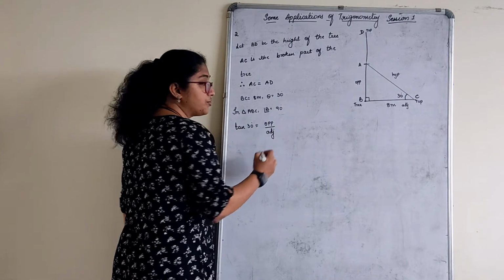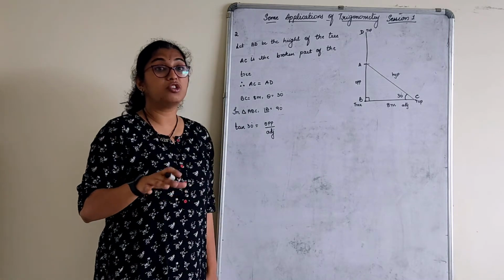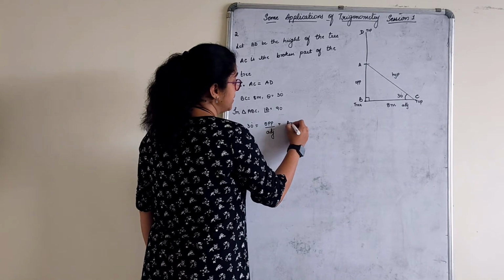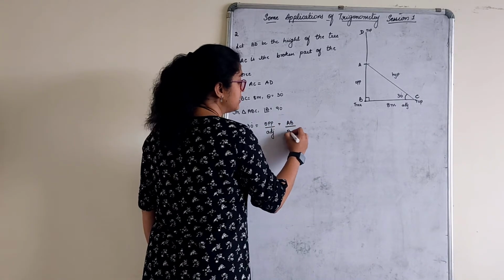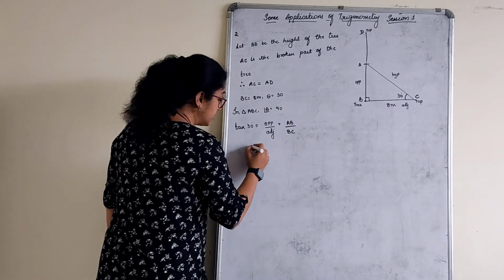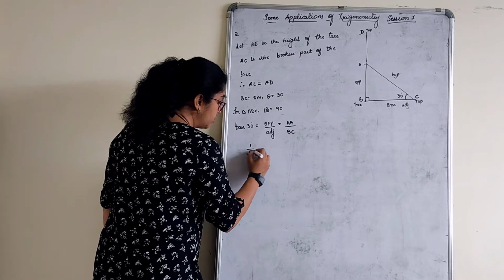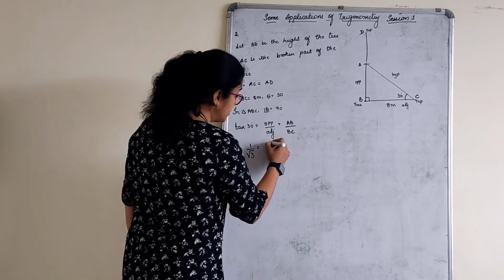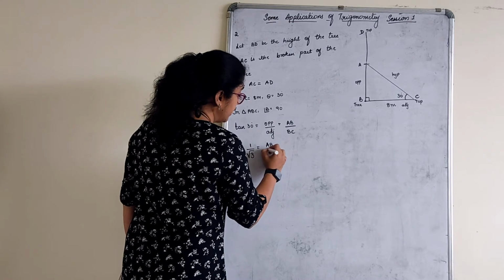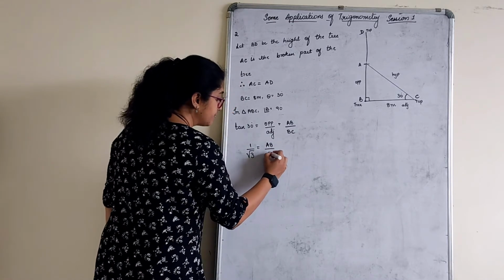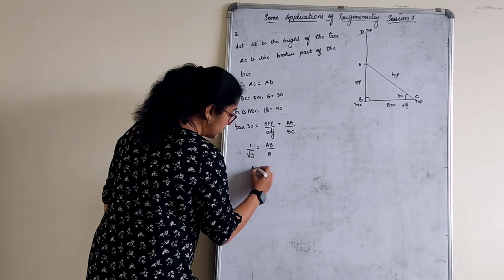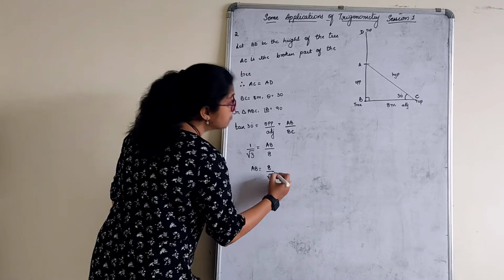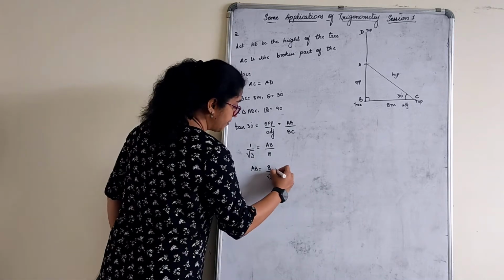I think by now your trigonometric ratios and angles should be perfectly done. Opposite is AB, adjacent is BC. Tan 30 is 1 by root 3. Opposite is what we have to find, that is AB. Adjacent is 8. So AB is equal to 8 by root 3 meter. They have given meter? Yes, meter.